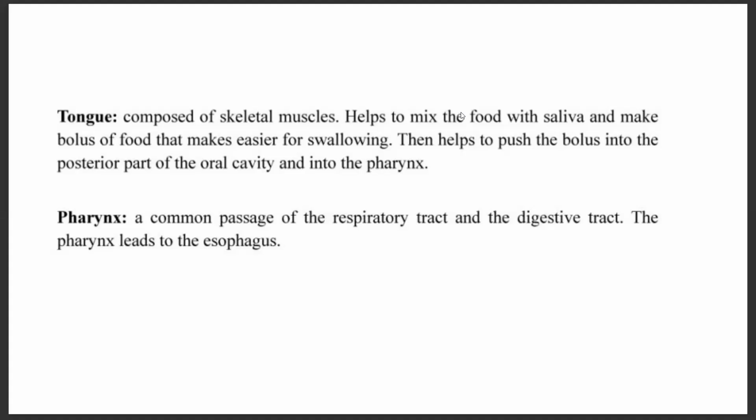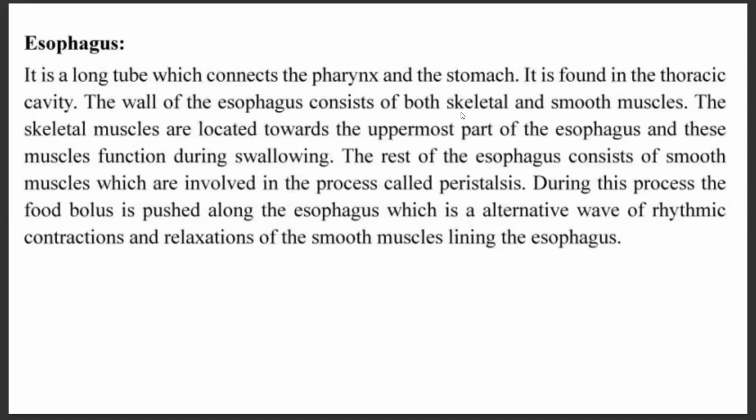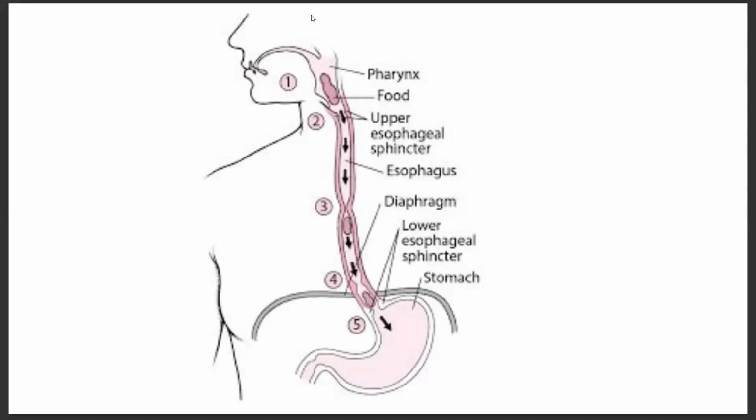Right. Next one, esophagus. Now this is the structure of esophagus. You can see this tube-like structure, right? It's a long tube which connects the pharynx and the stomach. Now, our diaphragm divides our body into thoracic cavity and abdominal cavity. So this esophagus is present in the thoracic cavity.